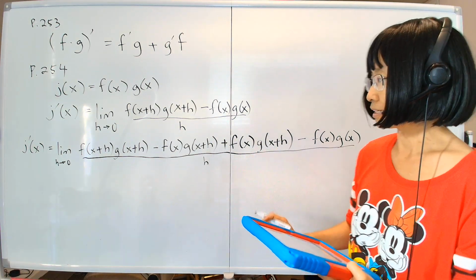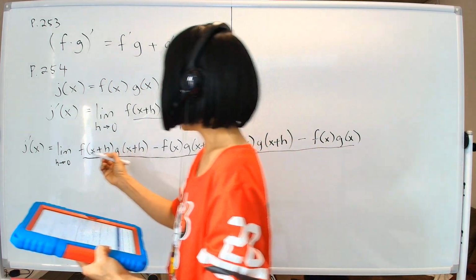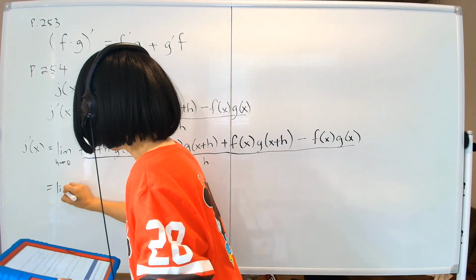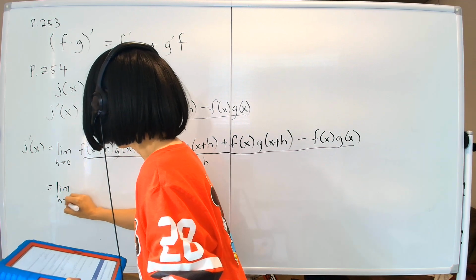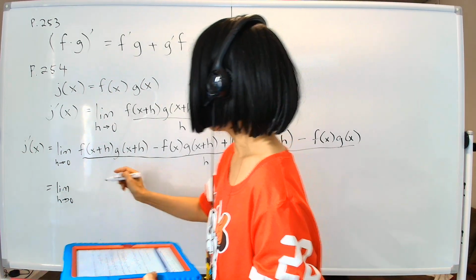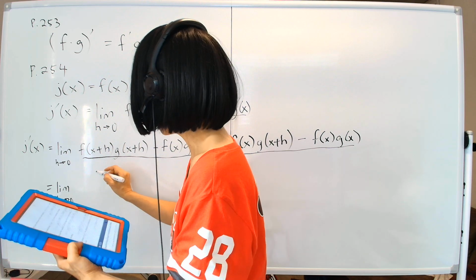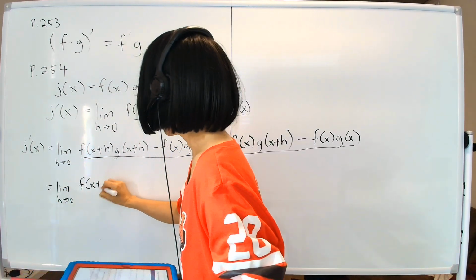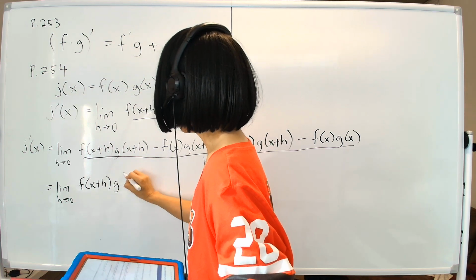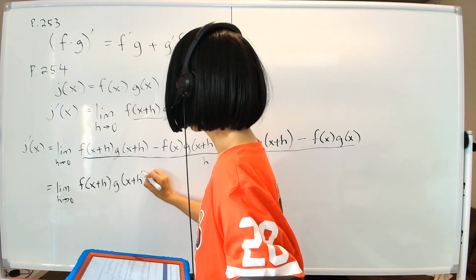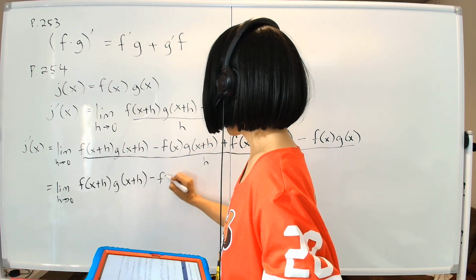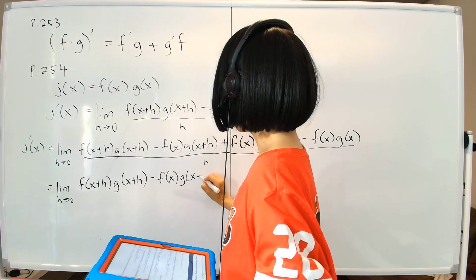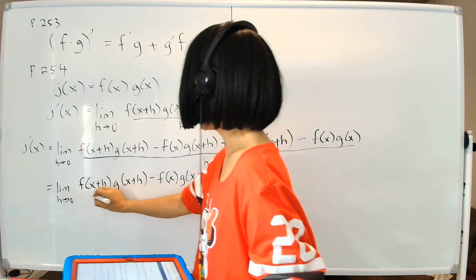So rewriting this thing, so far we still haven't done anything incredible. But we'll just rewrite this into two fractions, which will take a lot of writing. So let's take our time. We've got all kinds of time. So copy this thing down again. f of x plus h, g of x plus h, minus f of x, g of x plus h. Okay, that's the first half.